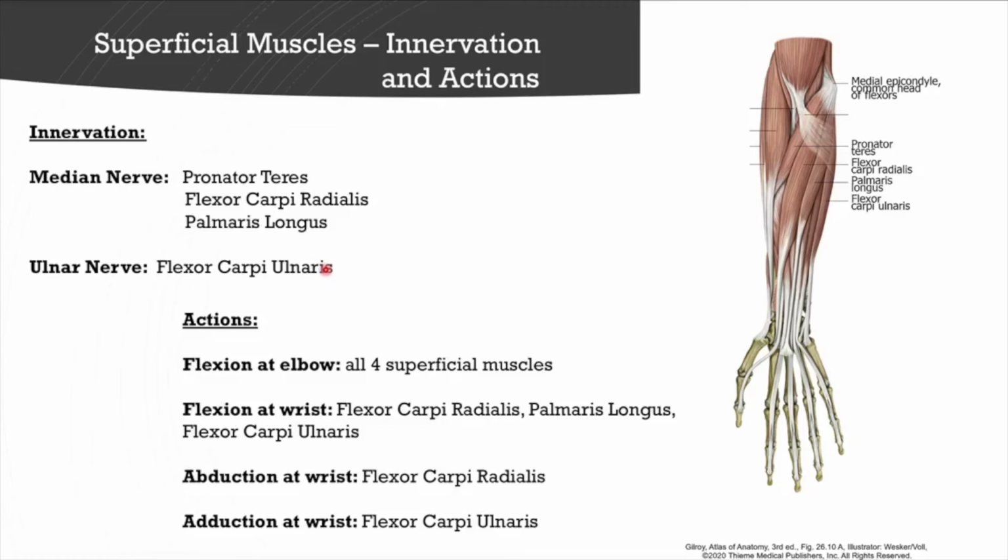All muscles of the anterior forearm are able to cause flexion at joints proximal to insertion. So this means that all 4 muscles can cause flexion at the elbow, as well as flexor carpi radialis, palmaris longus, and flexor carpi ulnaris can cause flexion at the wrist. And then the 2 corner muscles, flexor carpi radialis and flexor carpi ulnaris, can cause abduction at the wrist and adduction at the wrist, respectively.